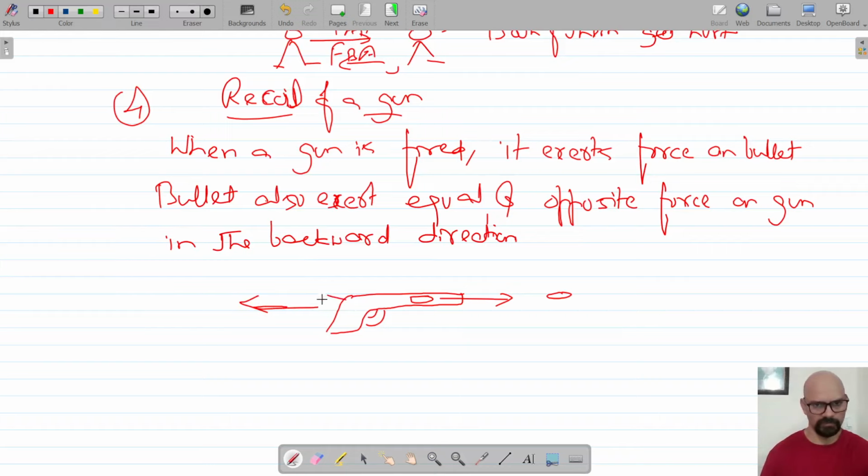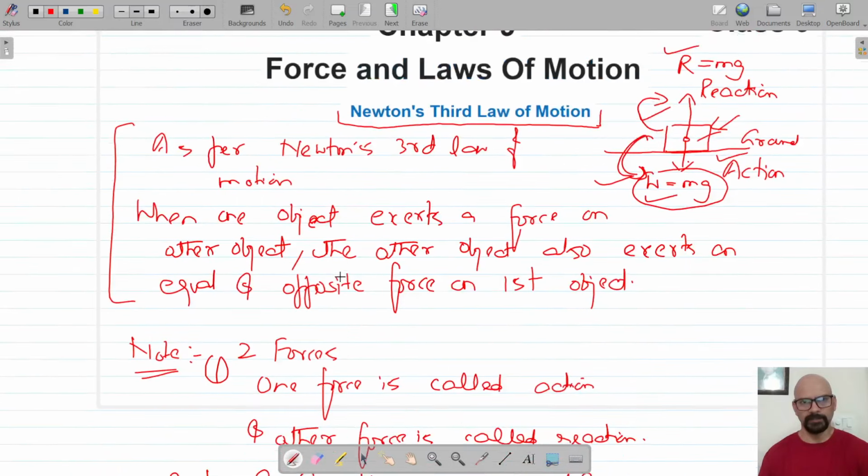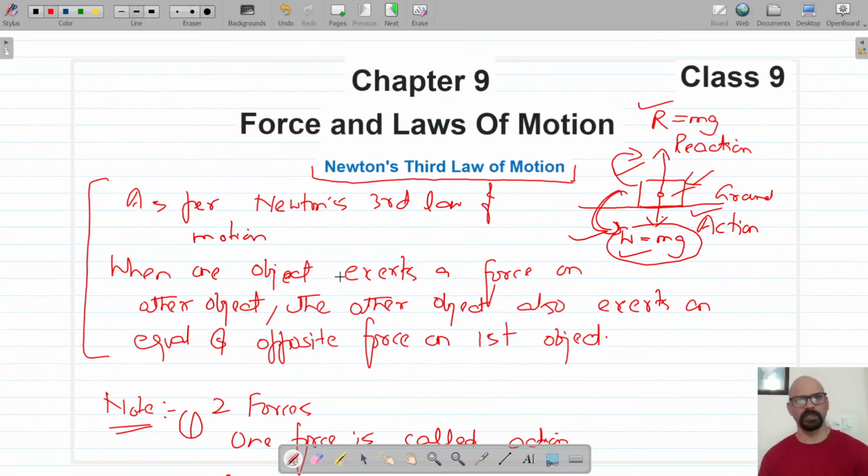That's why we keep this gun tied to our shoulders, because if there's a gap between the gun and the shoulders, then the force with which it comes backwards will hurt our shoulders. So these are the applications of Newton's third law of motion. Okay, let's move on to the next one.